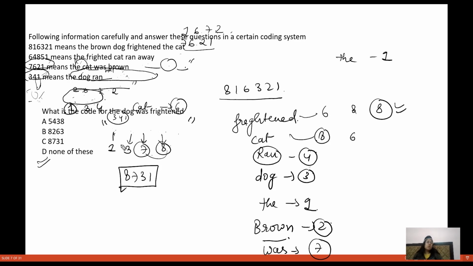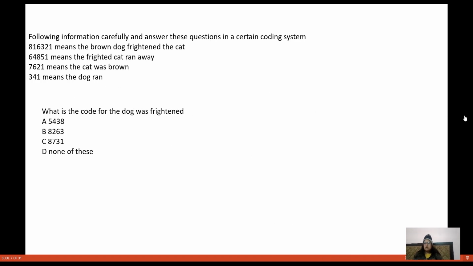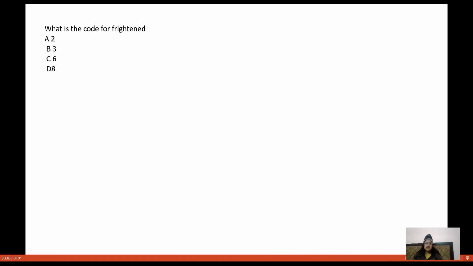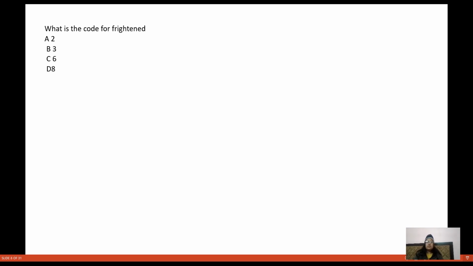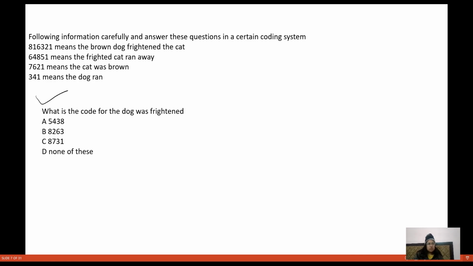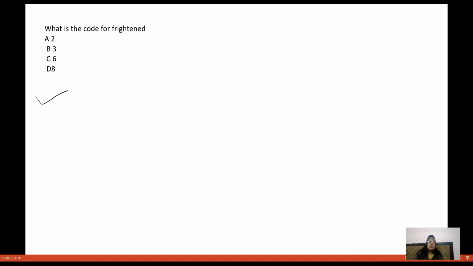Fine. So this is how you do these kinds of questions. This is the logic. I hope everybody is clear with this. Now it is asking, we already know the code for frightened is 8, so our answer is 8. Now we already know the code for away. Did we find the code for away? The code for away is obviously 5, because only that one is left.